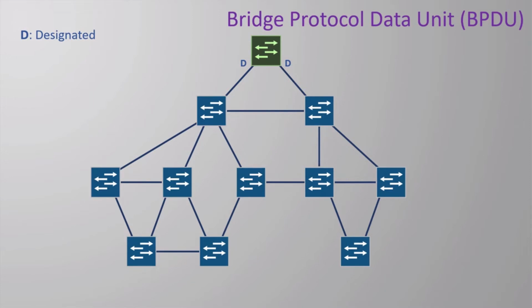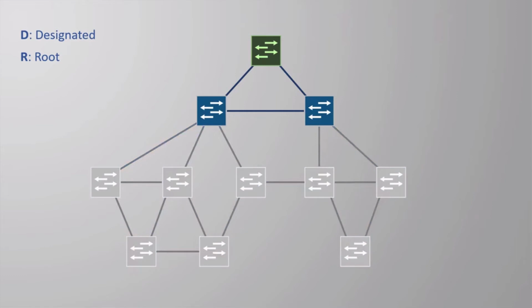Other switches have some ports facing toward the root bridge and some ports facing away. One port on each switch, the one closest to the root bridge, is called the root port. The root bridge can't have ports facing itself, so it never has any root ports. Ports facing away from the root bridge are the designated ports. But wait, a loop is formed in the network. Spanning tree needs to do something about this.